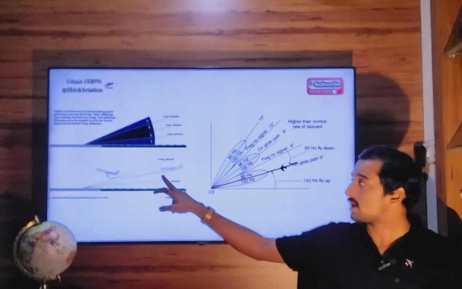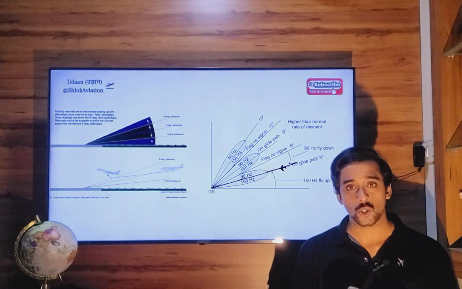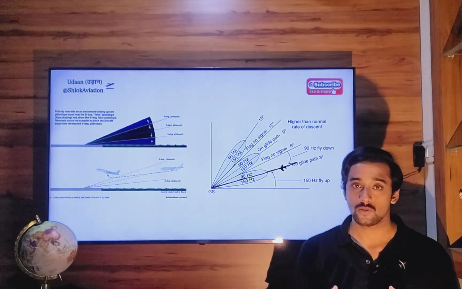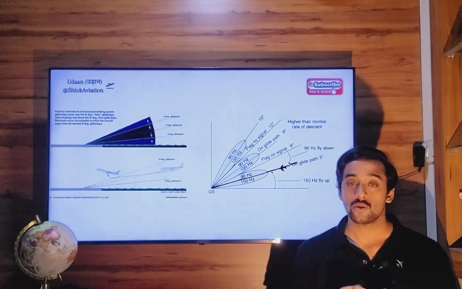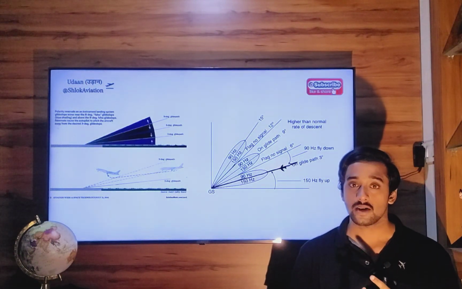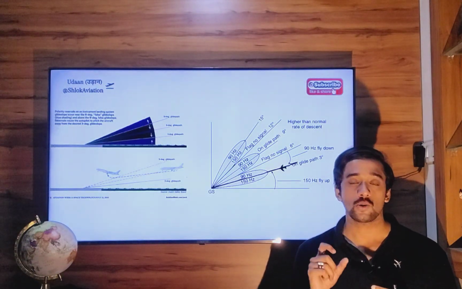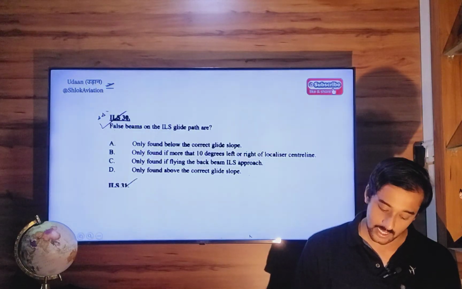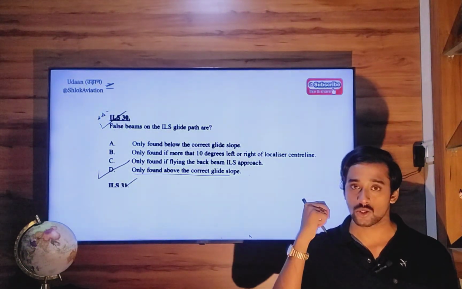This is one thing they can ask you in the viva. How do you come to know whether you are flying the correct glide slope or the false glide slope? This is your false glide slope, which is caused by ground reflections. And the second very important point is that these false glide slopes are only and only found above the correct glide slope. So the correct answer here is option D.